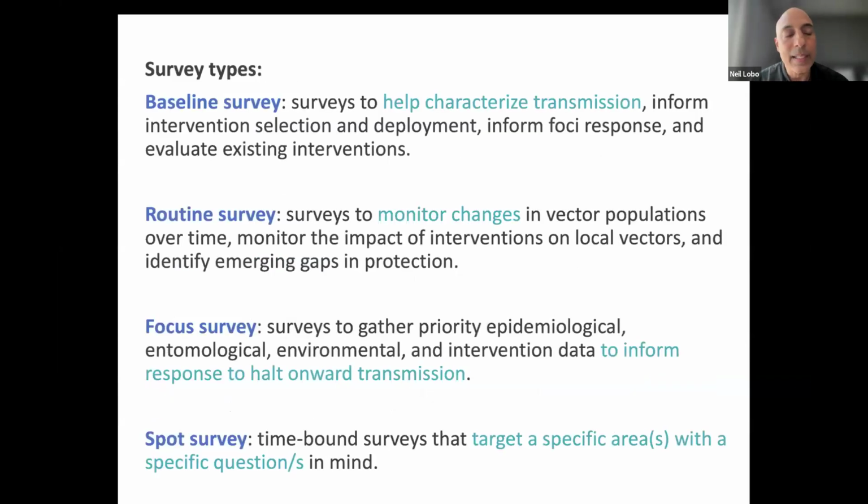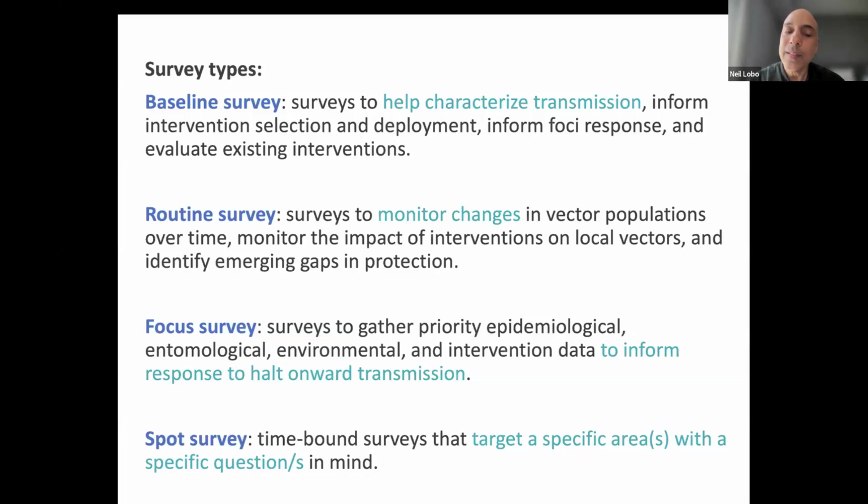Now, survey types. At each of these site types, we can conduct surveys. Now, we've defined these surveys as 4 categories. The first one is a baseline survey. And as the name suggests, we go to do a survey there that will help characterize what's happening at that site. We want to know what's happening. This will inform us as to what the vectors are doing, the potential of an intervention. It can inform a foci response, right? As well as evaluating existing interventions.